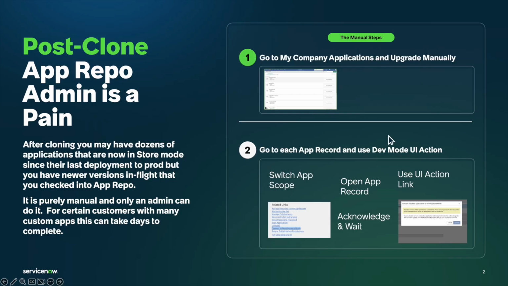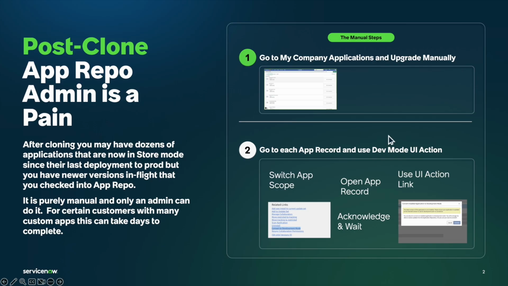The current post-clone app repo administration is a pain. Unless your developers have admin, which they shouldn't, the admin has to go in and open up each individual app after the clone, switch to that application scope, then click the UI action to convert it to dev mode. If you have 5 or 6 apps, this might not be much of a problem. We do know that some customers have dozens or even hundreds of apps, and it can be time consuming and take days to process this.